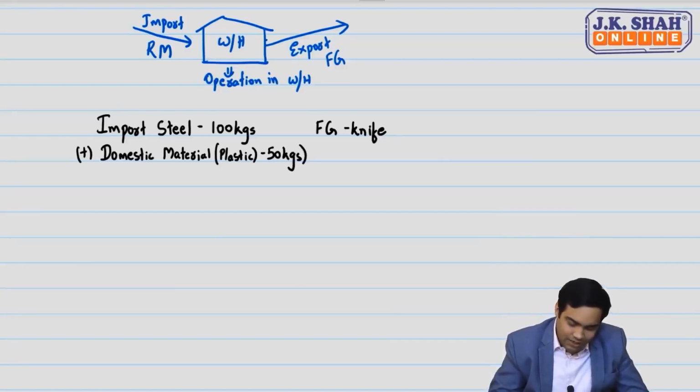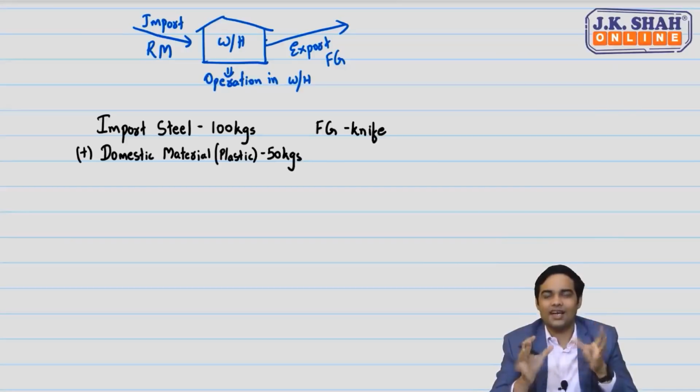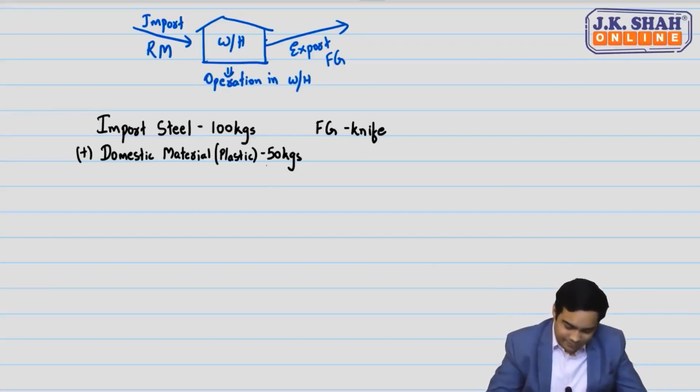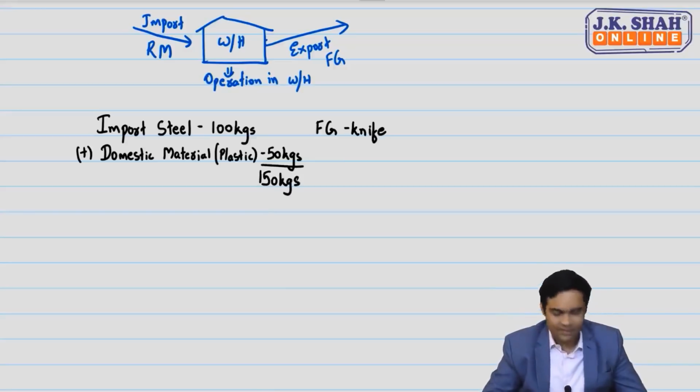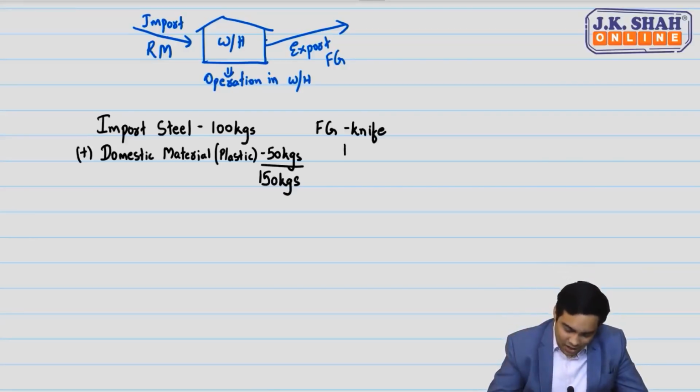So I took that plastic to this warehouse. Steel is already imported. Plastic is from the domestic market. I am keeping the numbers simple for us to be aware of the computation. It may not be the same proportion in real life. Total, can I say it's 150 kgs? Yes. Both the raw materials taken together are 150 kgs. Now out of this I get finished goods, knife, and the weight was 125 kgs.